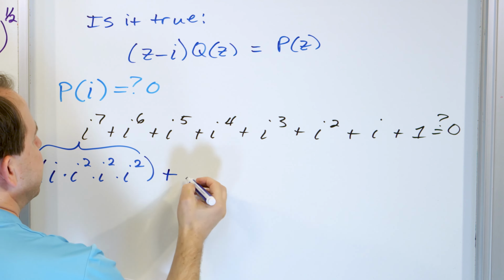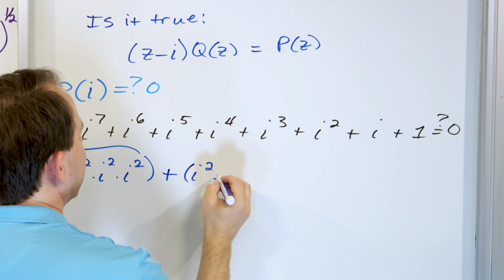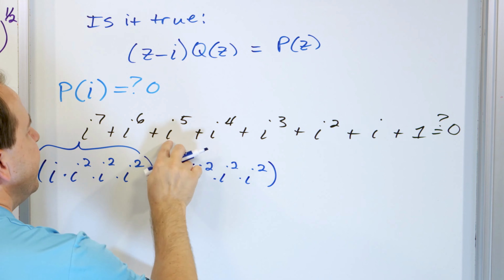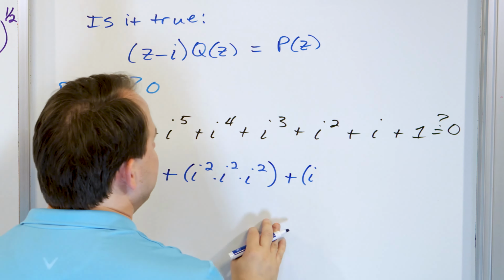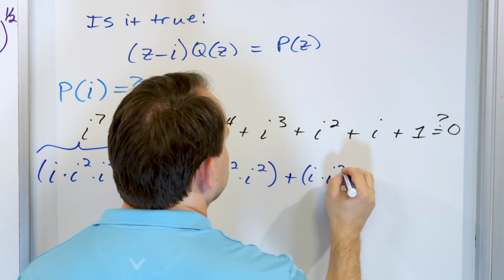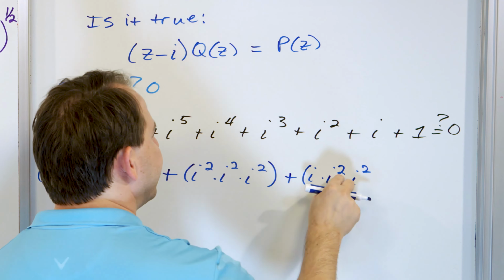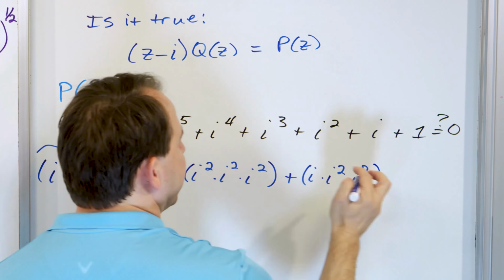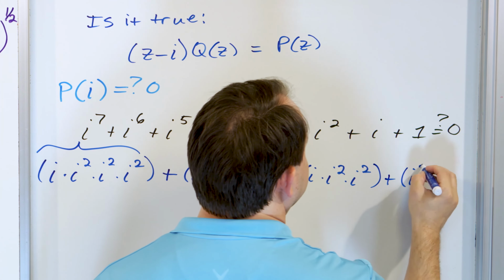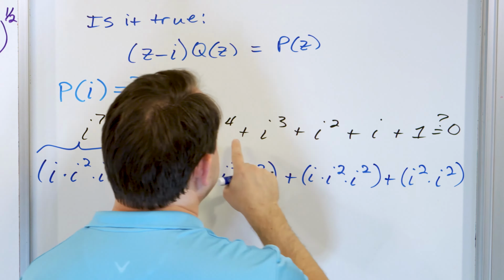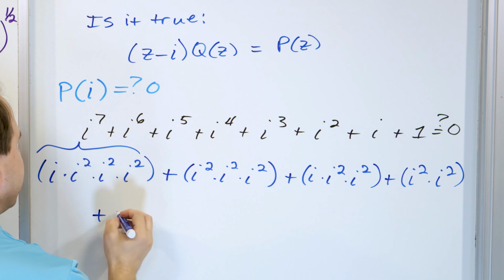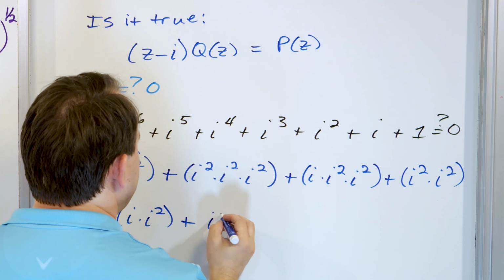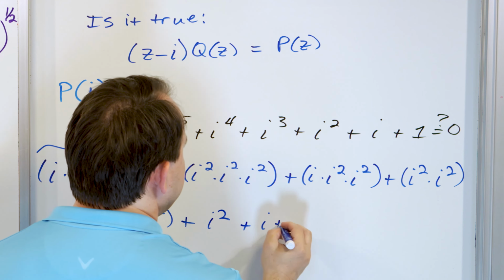Then I'm going to add to that this term, which is i squared times i squared times i squared. That's i to the 6th power. This term is going to be a single i by itself, and then it's going to be i squared times i squared. So that's 2, 4, and then 5. That's i to the 5th power. And then i to the 4th power is i squared times i squared. And then i to the 3rd power is i times i squared. And then i to the 2nd power is i squared. And then I have i, and then I have 1.